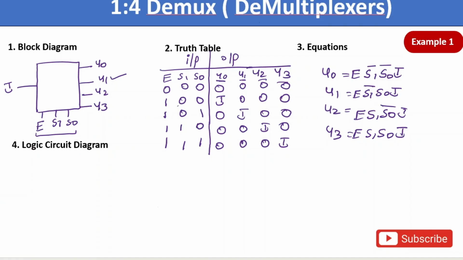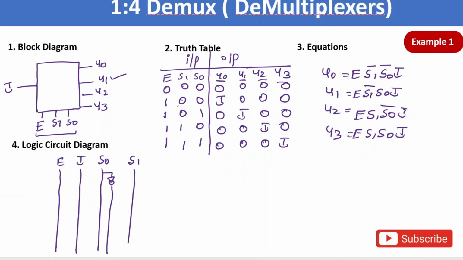Now the last step is to write the logic circuit diagram. Here E is used, I is used, and S1 and S0 are used along with the bar values also. So I will represent enable here, and I here. S0 is used, along with that S0 bar is also used, so I must take a NOT gate also. Next, S1 is also used, along with that S1 bar is also used, so I must take a NOT gate for it.